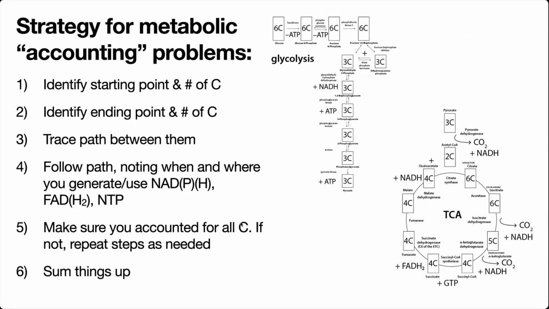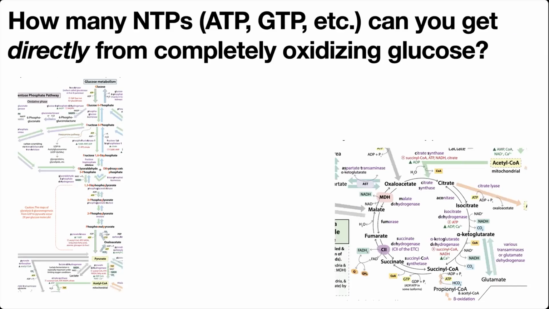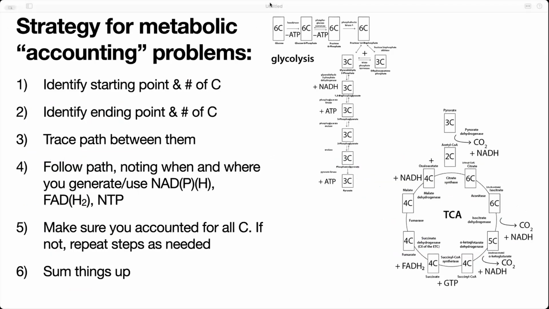So let's think about where we're starting, where we're ending, trace the path between them, follow that path, account for our carbons, sum things up, and check and see if it makes sense. If we think about glycolysis, we start with that 6-carbon glucose. We go down the pathway, and we want to look and see where we're generating ATPs or using ATPs. We can see that in glycolysis, we're going to be using 2 ATPs at the 6-carbon step, but then generating 2 ATPs at the 3-carbon step.